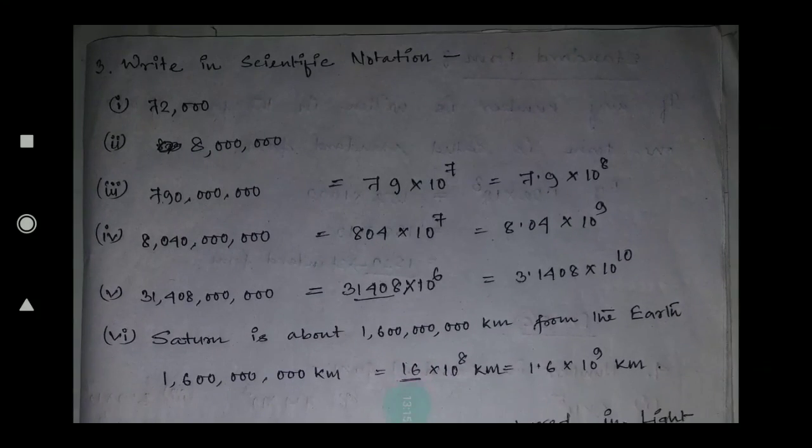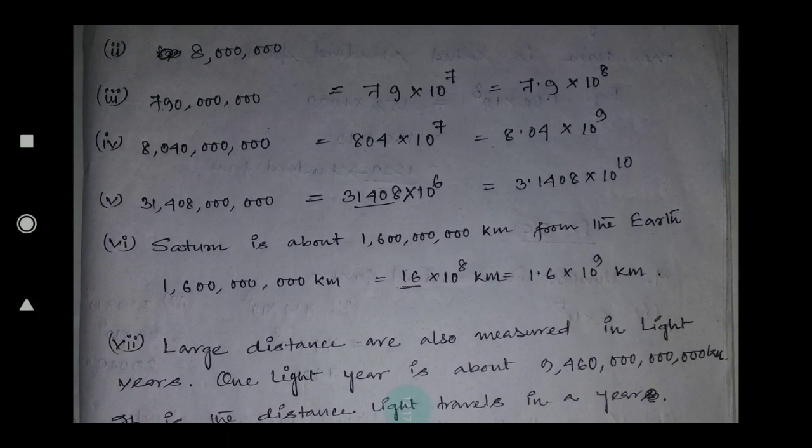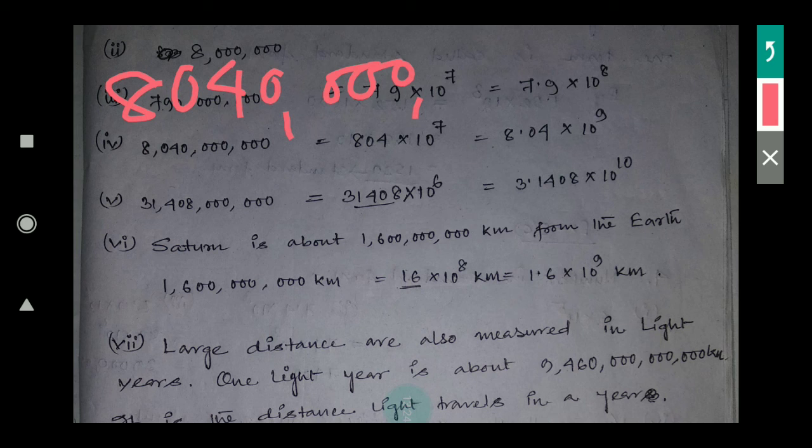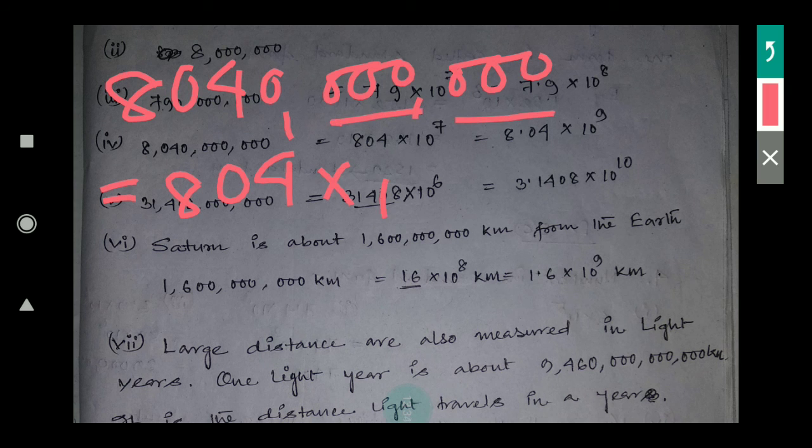Okay, so next I will discuss your number 4. Number 4, C: 8040000, like this it is given. So first I will write 804. After that, how many zeros? 6, plus 1 is 7, 10 power 7. Now check, is 804 in the range between 1 to 10? No. So I have to write 8.04, then only it will come in the range between 1 to 10.